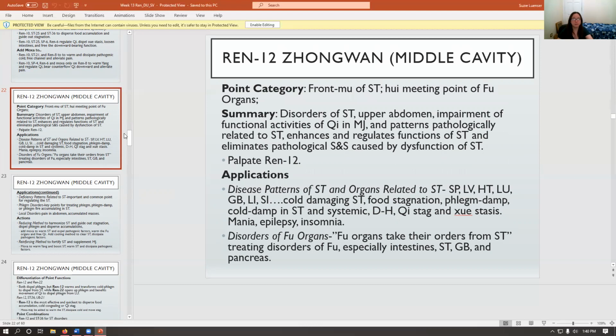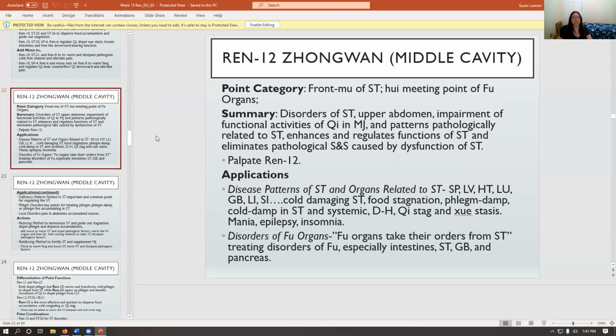Next up is Ren 12. Got to talk about Ren 12. Talking about heavy hitters. That is the front mu of the stomach, also the Hui meeting point of Fu organs. So really that's what we're going to be looking at here as far as what it treats. You can see here on the slide it says palpate Ren 12. We know that our front mu points can be used as diagnostic points. So this is definitely one of those where you do want to palpate this point.